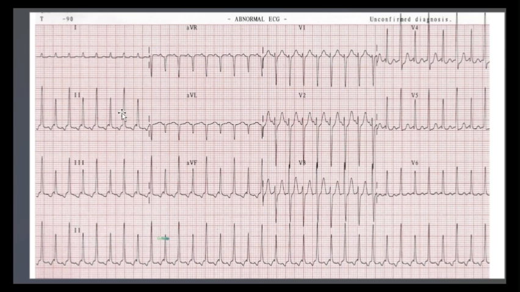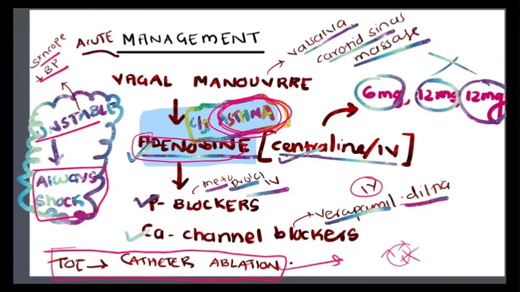I also told you that if you want to identify SVT, just look at the ECG, and at first sight you are not able to pick up any P waves. You are just seeing the QRS complex, but it is narrow and regular. Then that is going to be more towards pSVT. And the management: vagal maneuver or adenosine or beta blockers or calcium channel blockers. The contraindication to adenosine is asthma. If the patient is asthmatic, give a calcium channel blocker instead of adenosine. Unstable, shock. You should remember the adenosine dose: 6 milligram, 12 milligram, 12 milligram.